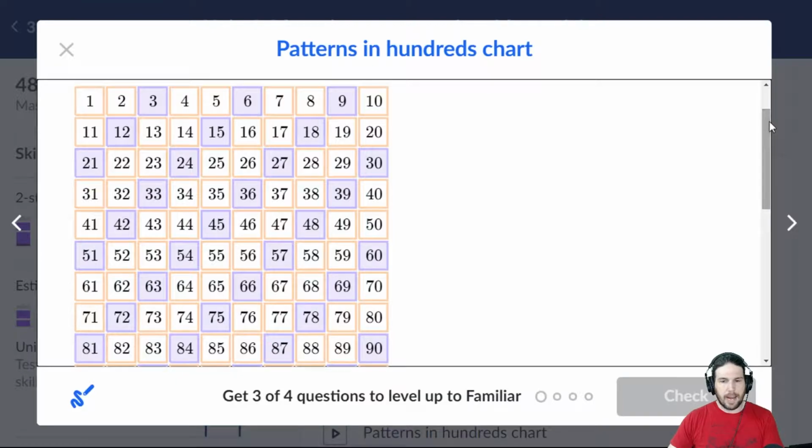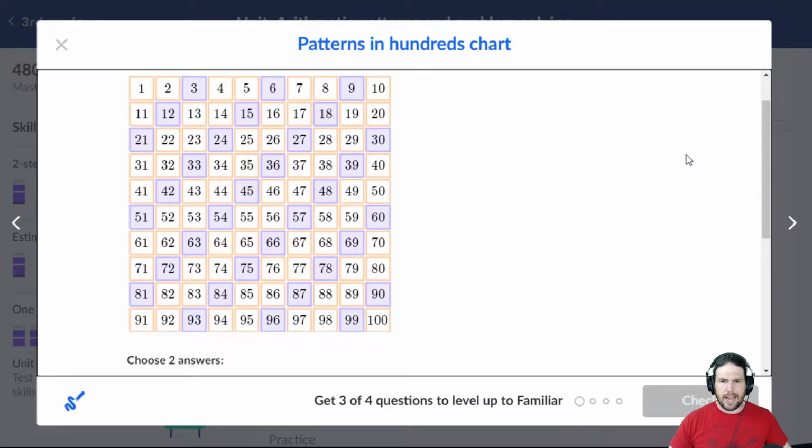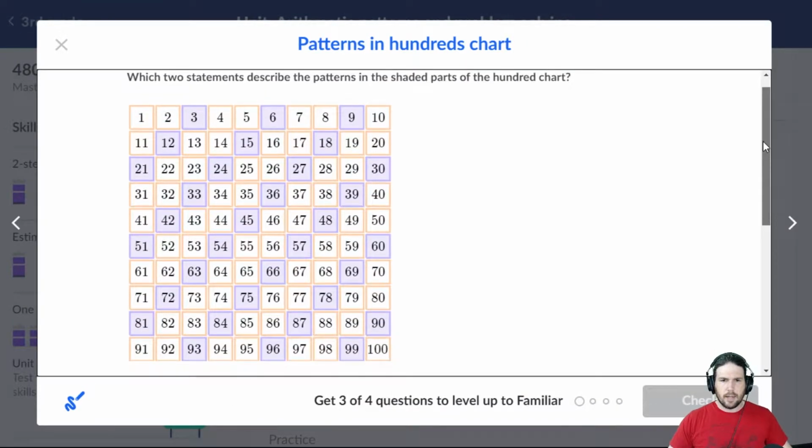This is brand new to me. So I'm looking at the pattern, and before I look at the answers, let's not look at that yet. Which 2 statements describe the patterns in the shaded areas? So what's happening in the shaded area? We're looking at the purple sort of diagonal area, and it looks like it's adding 9. Is that right? 3 plus 9 is 12, plus 9 is 21, 6 plus 9 is 15, plus 9 is 24. I think that's what we're looking at. I wonder why that is.